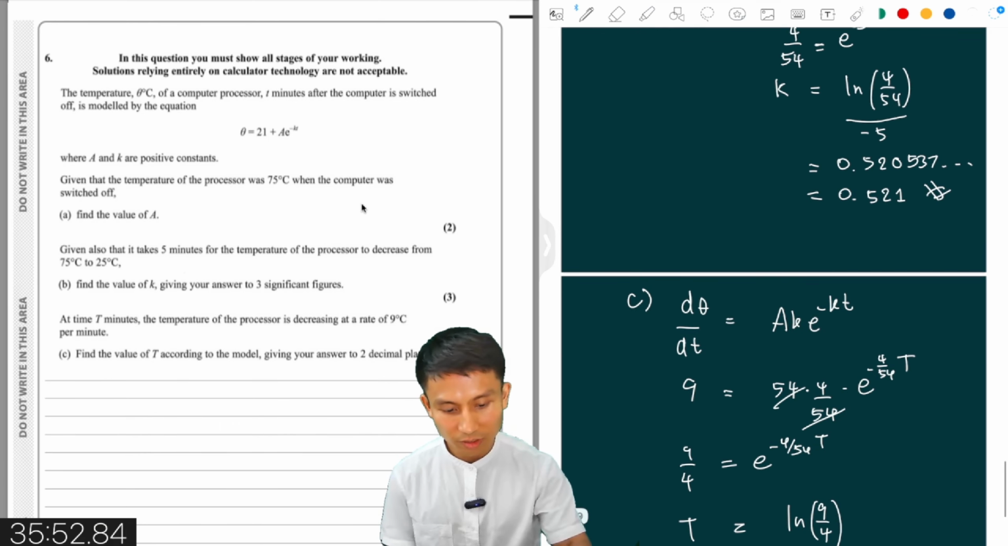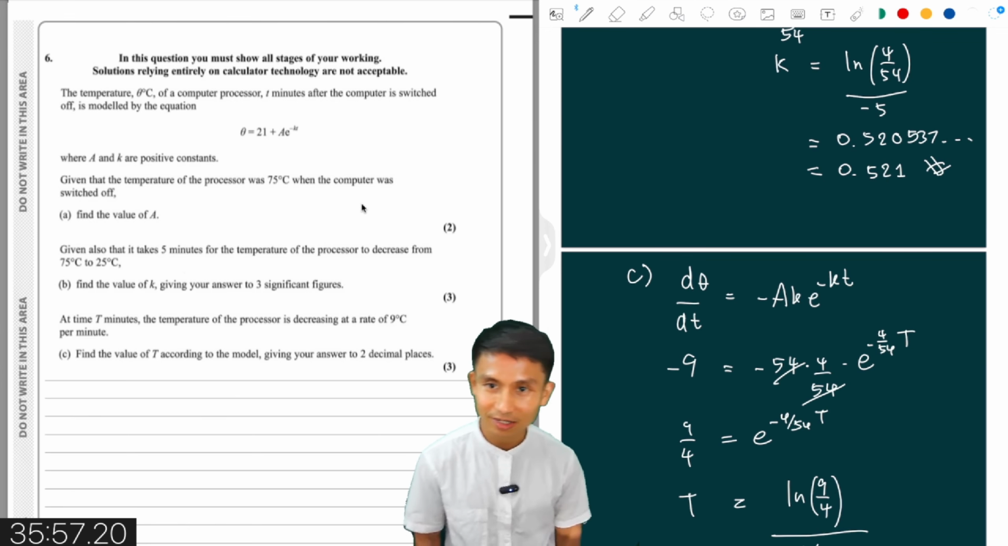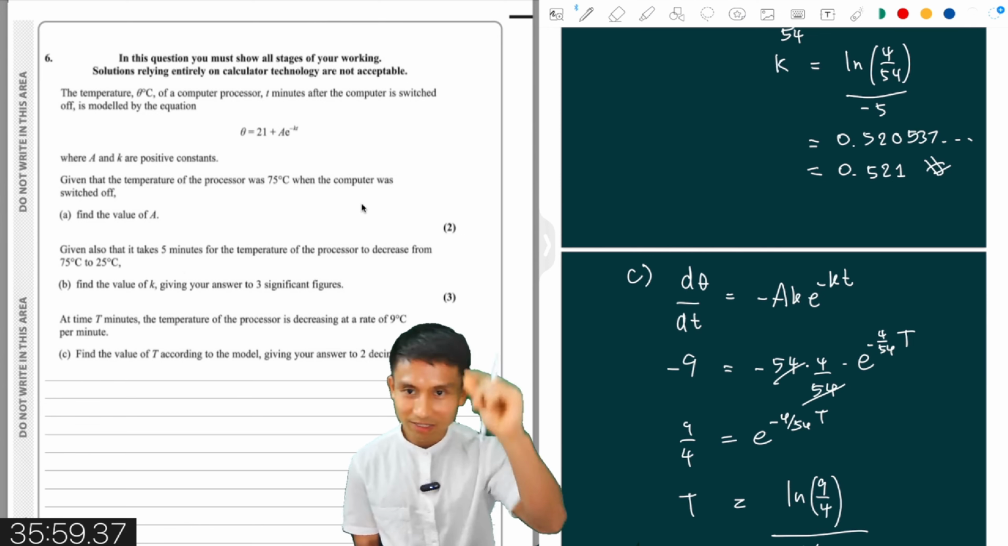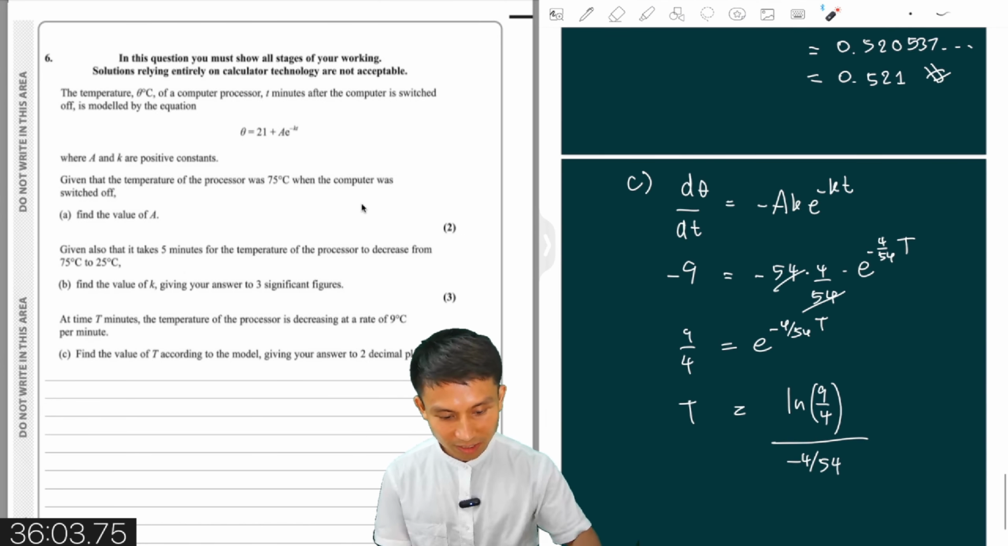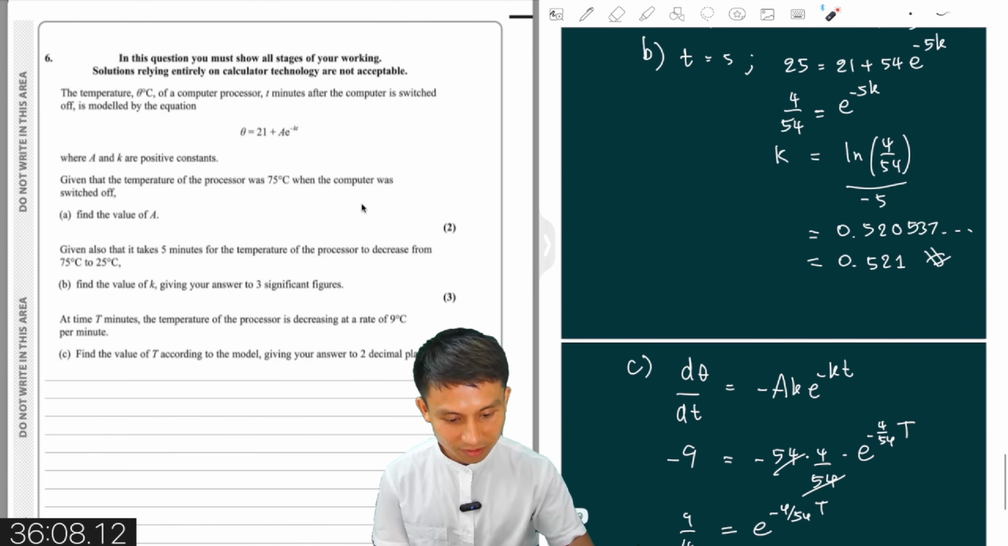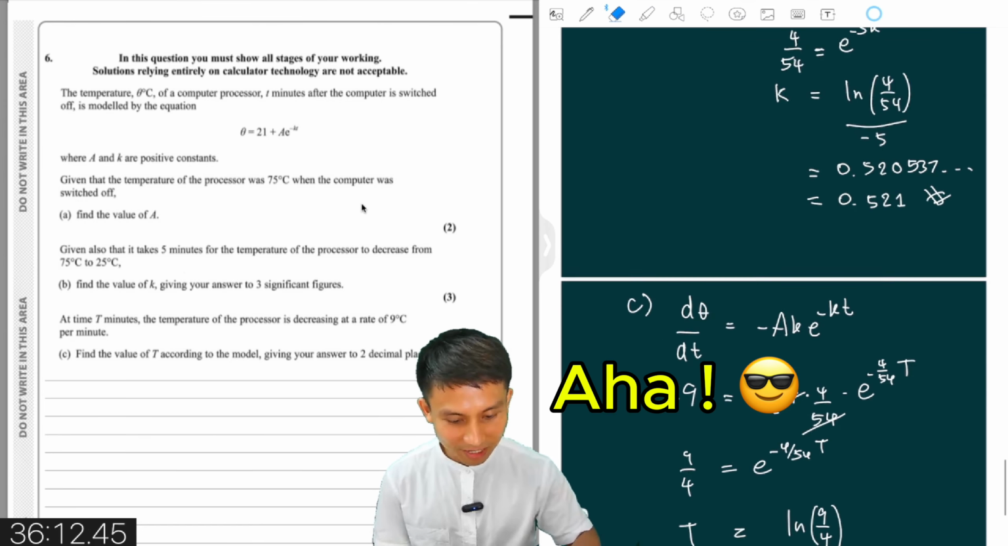Wait, oh no, the derivative has a minus. Sorry. Yeah, it has a minus at the start because we differentiate minus k down. Yeah. Sorry, that was right. And then I put in, I'm just checking, I put in 54 here. K was... Oh, I got k wrong. Sorry, guys. I misplaced k here.